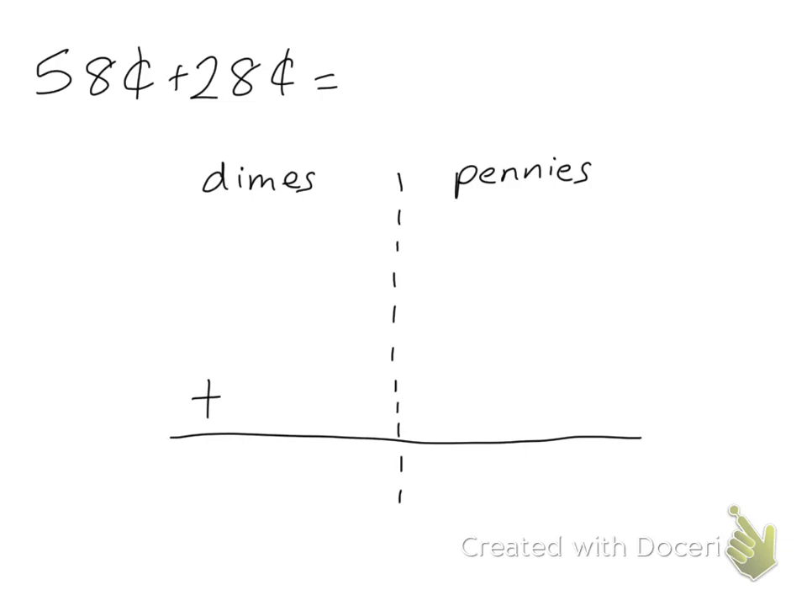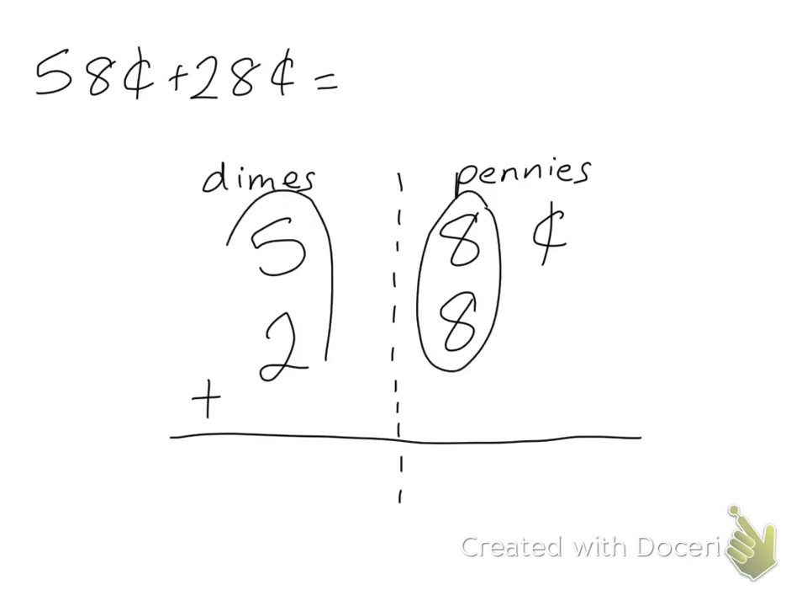Okay. What about 58 cents plus 28 cents? Okay. So we're going to write this so one number is below the other. And we call this, mathematicians call this writing the problem vertically. So we have 58, so that's 5 dimes and 8 pennies, and 28 is 2 dimes and 8 pennies. Okay, and notice we wrote the numbers directly underneath each other.